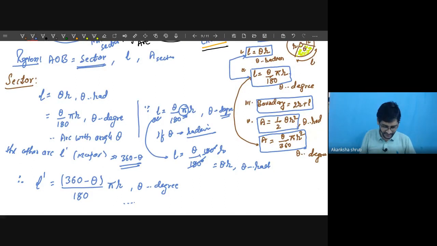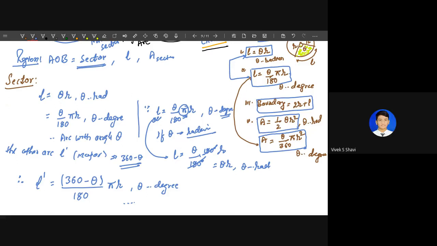Yeah, tell me. Some of you are asking something. Yeah. Sir, is radian a type of representing an angle? Sir, it is like degree.